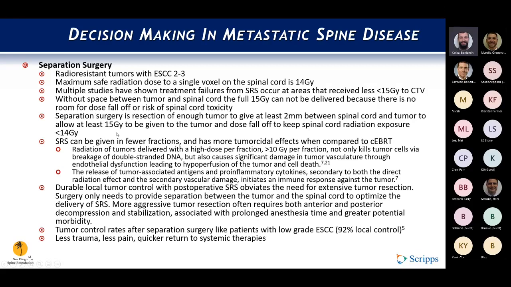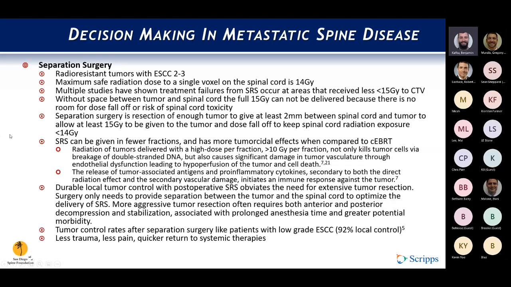So separation surgery is just extracting absolutely just enough tumor to give you 2 millimeters of space between the spinal cord and the tumor to allow the radiation oncologist to give the full 15 gray to the tumor, and allowing room for fall off of radiation to let the spinal cord only experience 14 gray. And the general rule is you have about a 10% fall off per millimeter, and so that's where the 2 millimeters comes from.